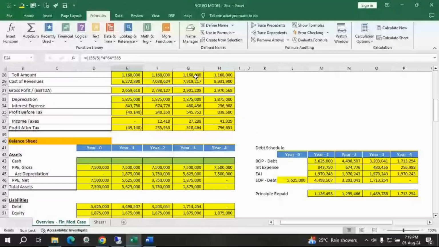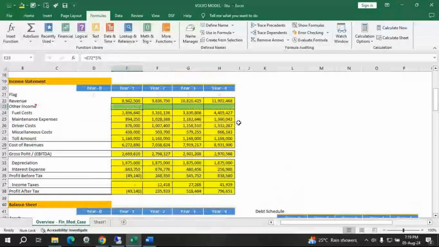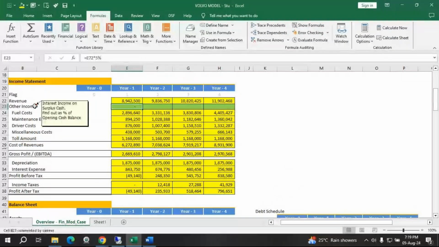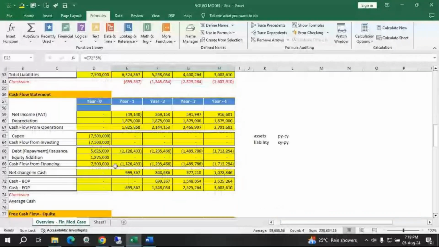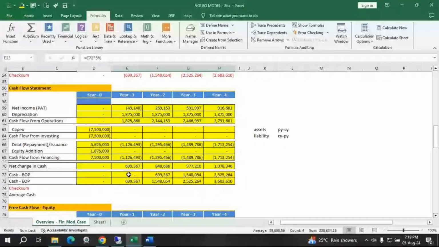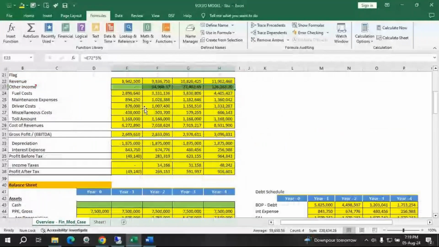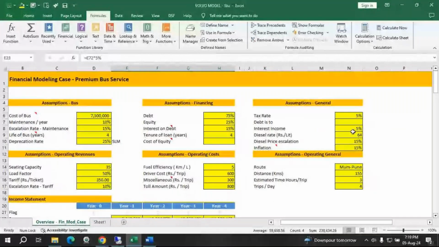So here, other income, what are they telling? If you look at the comment, interest income on surplus cash. So here E72 into 5%. E72 is my beginning of the period, cash beginning of the period. I need to take this into 5%. Interest income, they are telling, on that I am giving 5% interest. So take this value.